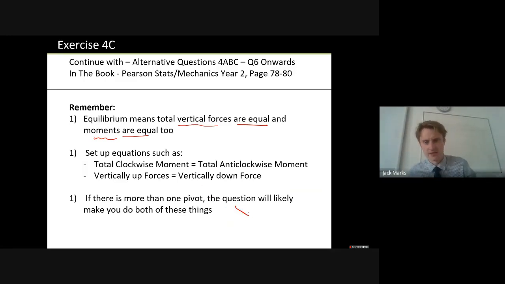Something else to watch out for here. It's very, very common to have the R and then 2R or something like that. Please don't assume that the supports are the same. They don't have to be the same. There's no reason why they would be.